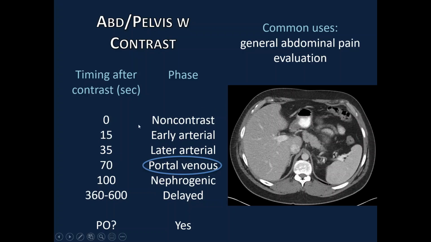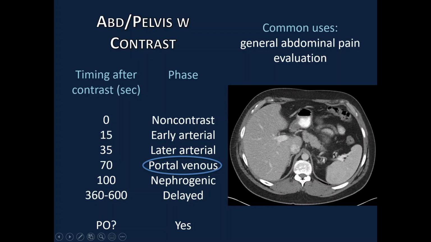So here's a diagram on the left showing the different phases of contrast that we have. After injecting, we can wait a certain amount of time, and in this case, we're waiting 70 seconds before imaging. At this point, the contrast has reached the portal veins. Here's an example on the right. You can see the portal vein there, contrast is opacifying it. And this is used for general abdominal pain.